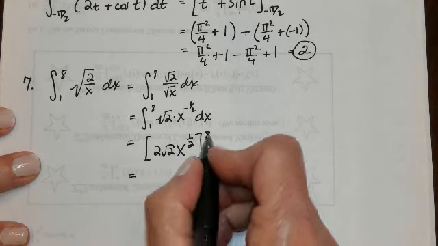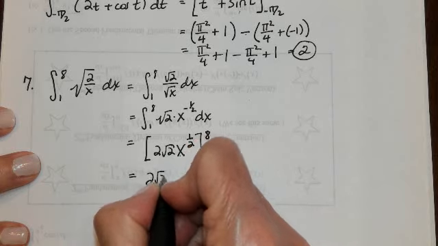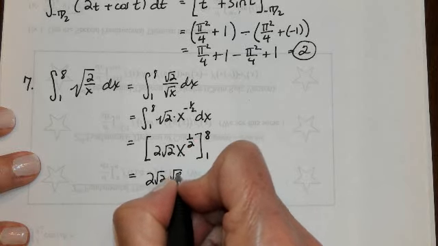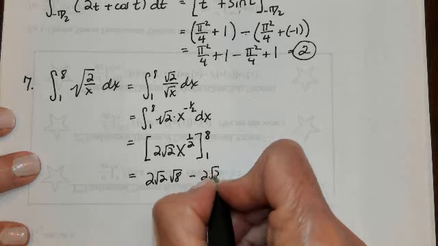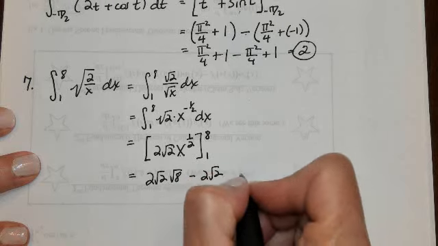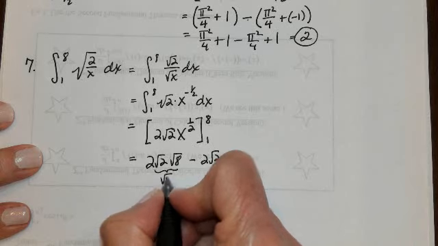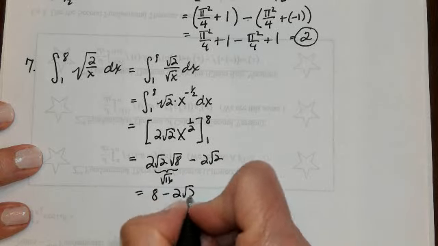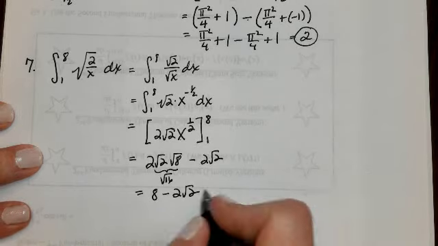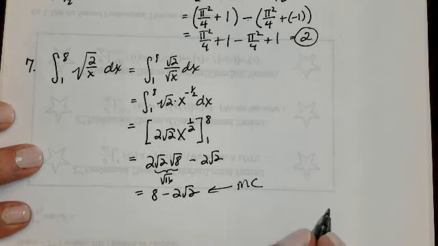So I'm going to first put 8 in for x. So I'll have 2 square root of 2 times square root of 8, right? Minus 2 square root of 2 times 1. This is the square root of 16, which is 4. 2 times 4 is 8. So the multiple choice answer would be right here. Okay?